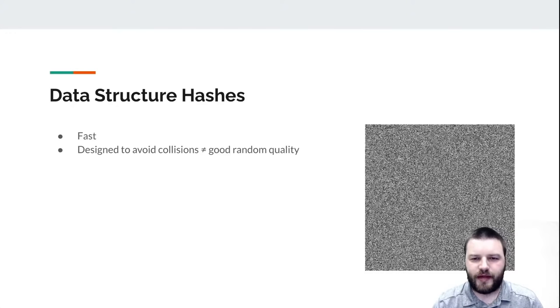Contrary to cryptographic hash functions, data structure hash functions are fast. However, since data structure hash functions are generally meant to store or retrieve data as efficiently or fast as possible, they're designed to avoid collisions and are not exactly designed with randomness in mind. This means that they're likely to fail several tests, such as the birthday problem test. While this image may visually appear random, a deeper analysis will reveal multiple failures. Their design and intended use case does not necessarily give them great random quality.